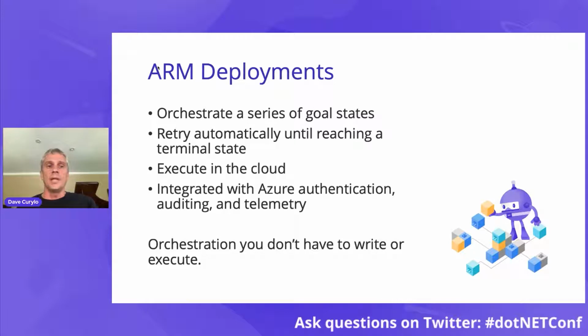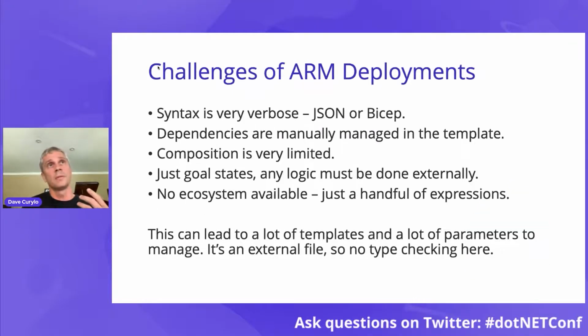Another thing about ARM deployments is that they execute in the cloud. So they're not executing locally on your system, like if you run an Azure CLI or something like that, which executes locally. The ARM deployments run in the cloud. So when they're pulling credentials down, it's all internal to Azure. It's also integrated with Azure authentication, auditing, and there's telemetry and correlations automatically baked in. So if you have a problem with something, you can say, here's my correlation ID for my deployment, and they can look at all the different services that you're talking to. So it's pretty neat. It's orchestration that you don't have to write or execute, so you don't have to think about all those different failure modes, which is nice.